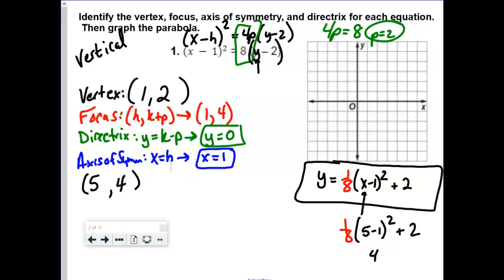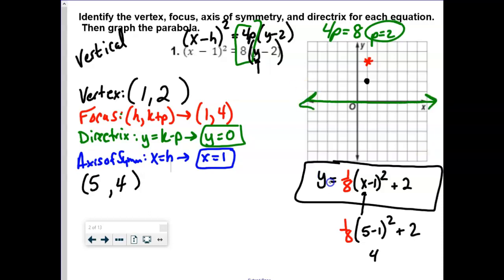All right, so let's get to the plotting. We have a vertex at (1, 2), and a focus at (1, 4). I would love for you to indicate the focus, not necessarily by a point, but maybe use a star, because I don't want you to get confused and think the focus is part of the parabola. Now the directrix is a line, so it should look like a line at y equals 0. Happens to be the x-axis.